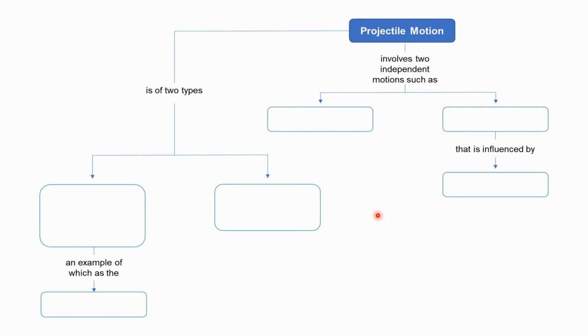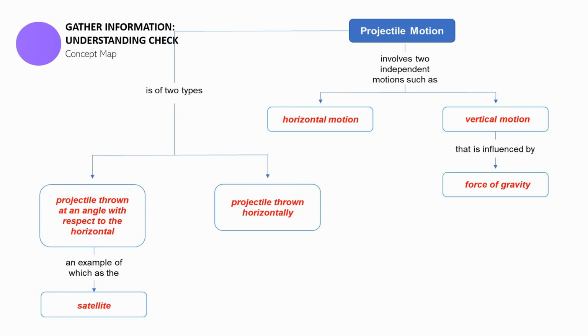Are you through? Okay. The answers to this portion of our session are the following. Alright, so projectile motion involves two independent motions, such as horizontal and vertical motion, and vertical motion is influenced by the force of gravity. Okay, and then projectile motion is also of two types. There are projectiles thrown at an angle with respect to the horizontal, an example of which is a satellite. Pwede yung pag-launch ng mga satellite natin, or any other examples that you can come up with. Okay, and then the other one is projectiles that are thrown horizontally, such as those that are thrown off the table.